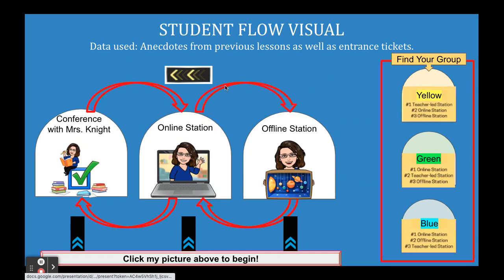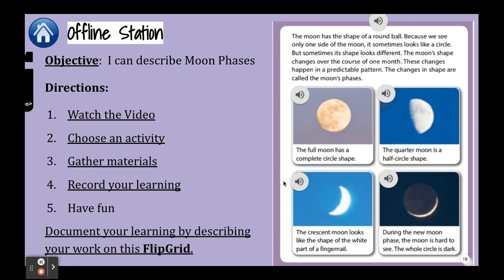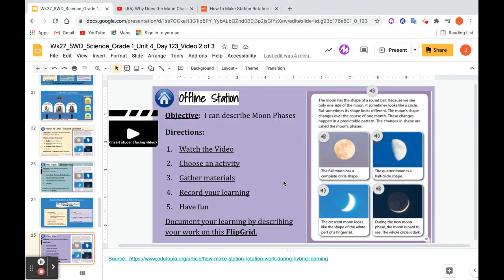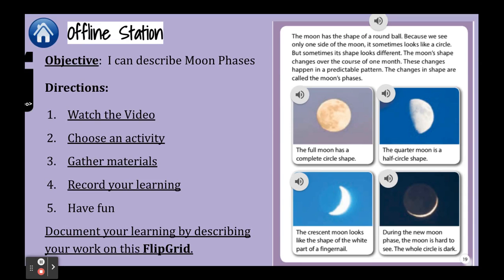After they're done in the online station, they're going to move to the offline station. Now, in both the online and offline station, considering the teacher is not present in those stations, the teacher will create a video tutorial of how to complete the work they need to complete in this station. That video tutorial will be available in edit mode. Basically, this is a no-tech station for independent practice.